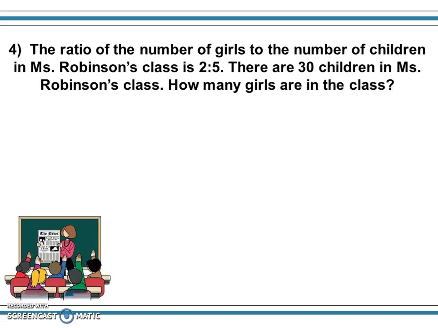All right, how about this one? The ratio of the number of girls to the number of children in Mrs. Robinson's class is 2 to 5. There are 30 children in Mrs. Robinson's class, so how many are girls? Well, start with that ratio, 2 to 5. That was comparing the number of girls to the total number of children, 2 out of every 5. And so I know that there are 30 children, so that's going to be my bottom number, and I'm trying to figure out that top number, how many of them are girls.